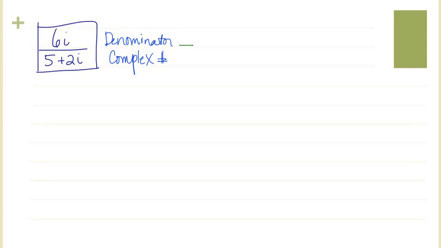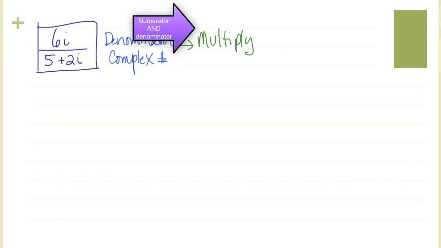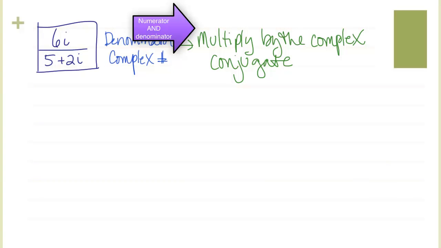Okay? Multiply, just like before, we have to multiply the top and the bottom, because we have to get the denominator not to have an I. We're going to multiply it by the complex conjugate. And I'll put a link to some more elementary things on conjugates and with square roots and stuff.